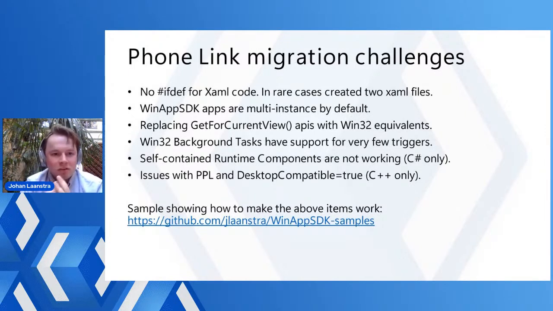And the sample is on GitHub under my GitHub account, github.com/jlancer/WinAppSDK-samples. And in this sample, you can see how to make a WinAppSDK app single instance, conditionally replace get for current view APIs, and make background tasks work with a C#/WinRT runtime component instead of using WinMain background tasks. That is, of course, fully optional. You can use WinMain background tasks if the triggers that you need are supported.